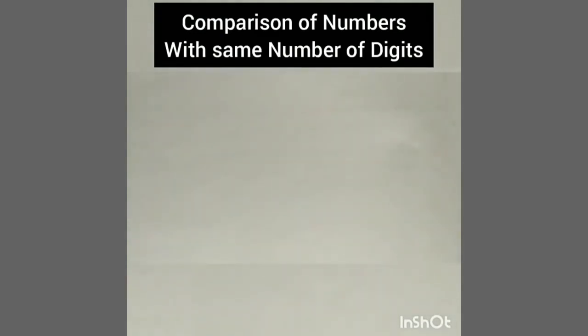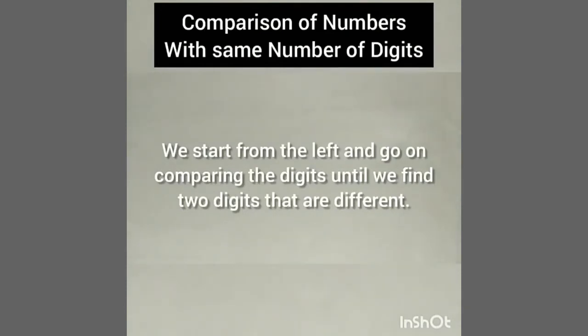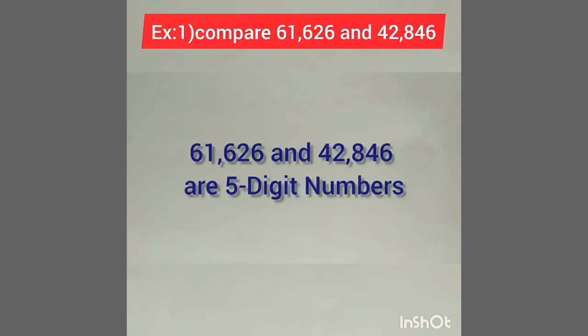We start from the left and go on comparing the digits until we find two digits that are different. They have the same number of digits, and we have to find out which is the greatest number. Now here we have one example. Compare 61,626 and 42,846. In these numbers, how many digits are there? Both are 5-digit numbers, so they have the same number of digits.